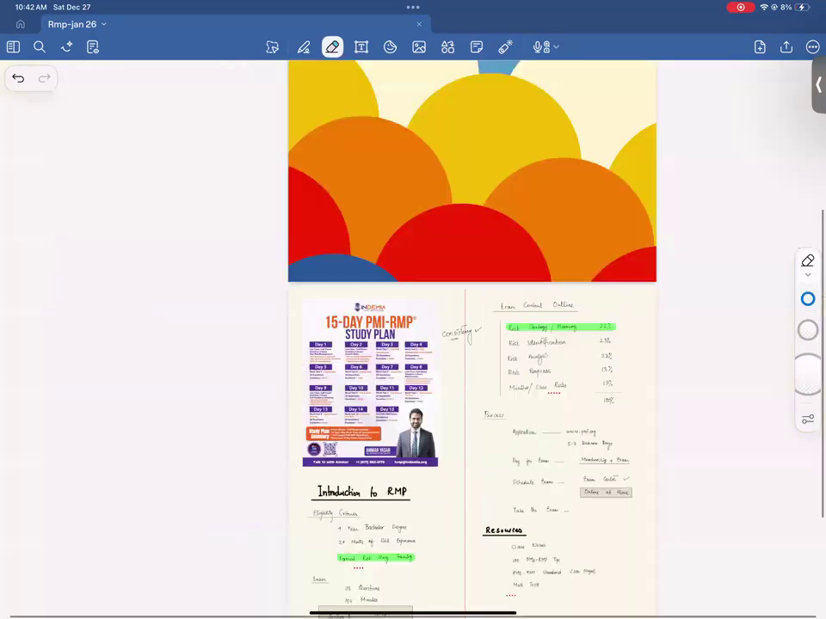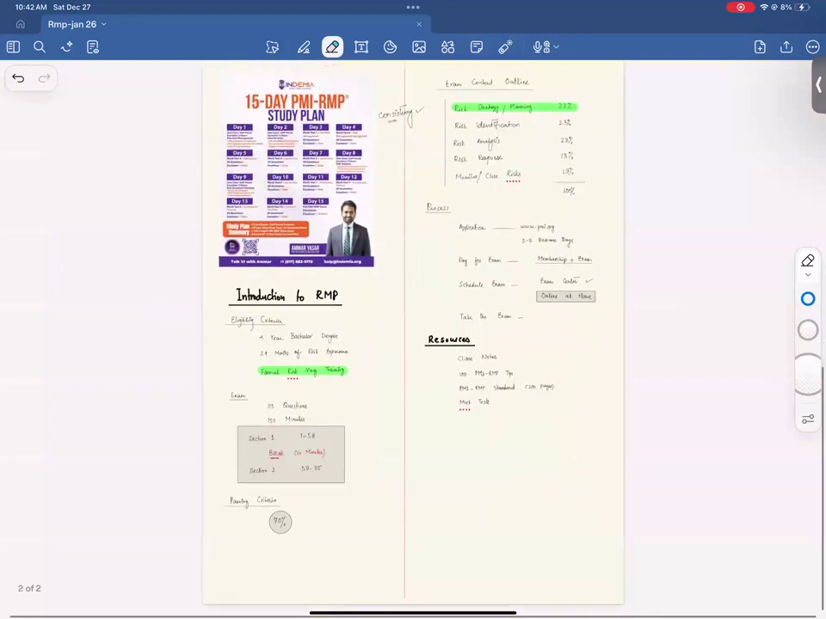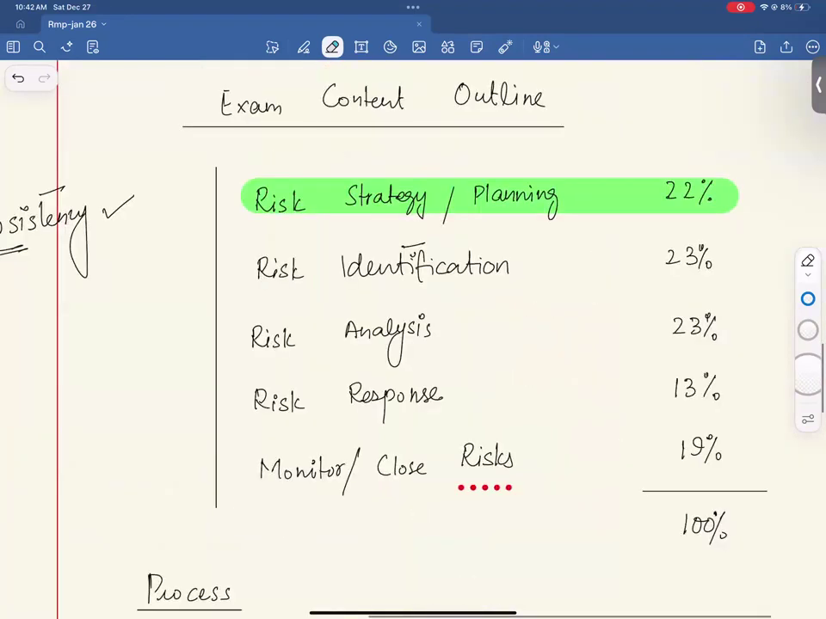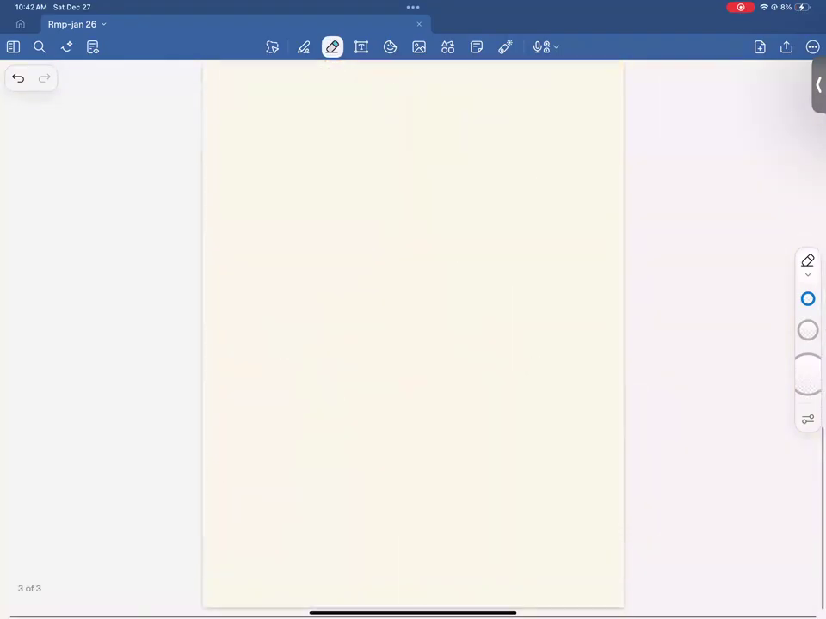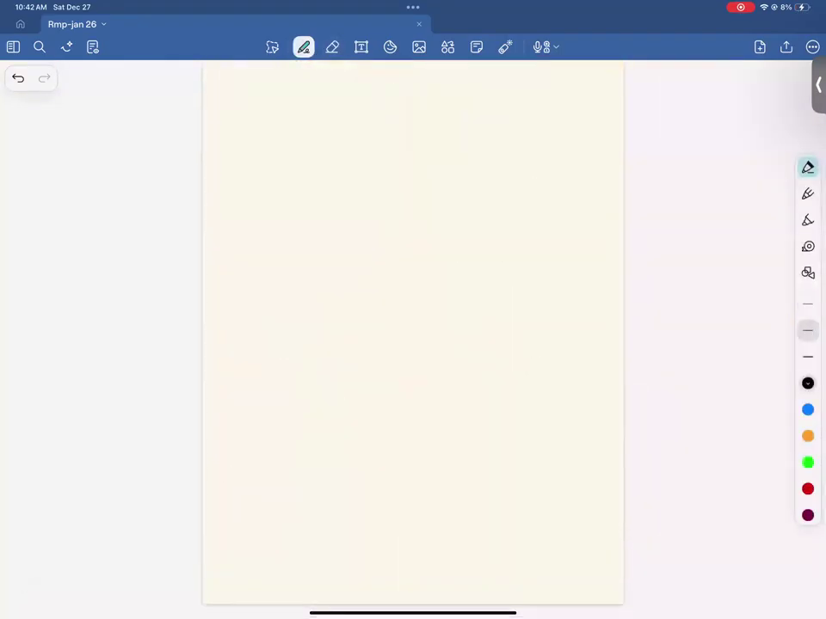Right. So let's start with the first domain, which is risk strategy and planning. Before we start, if any of you have any question, please feel free to ask. Any question, please. Yes, sir.